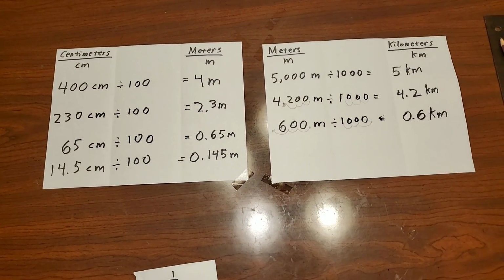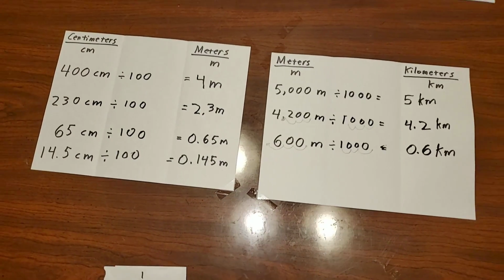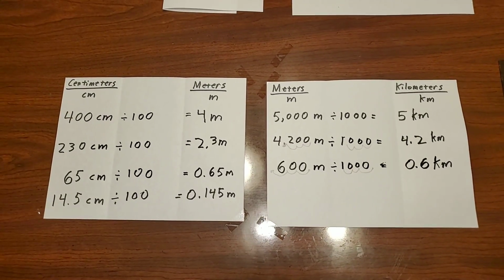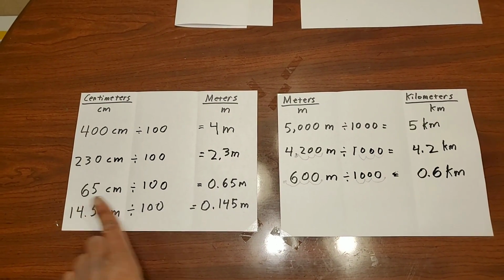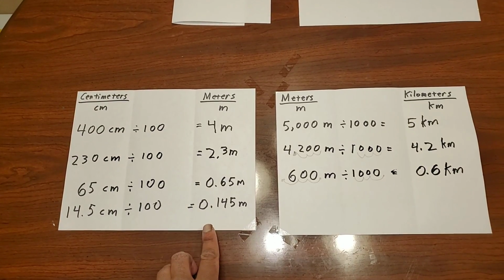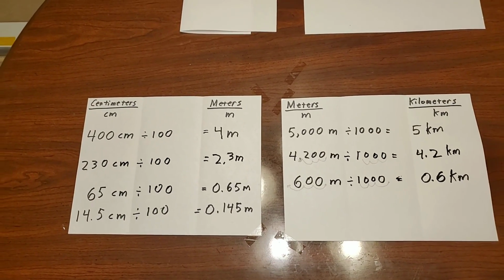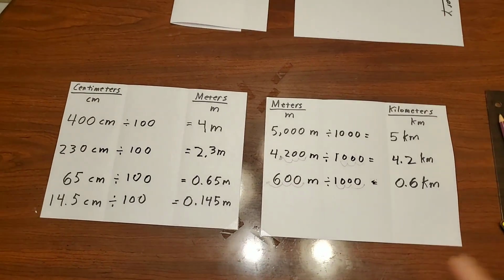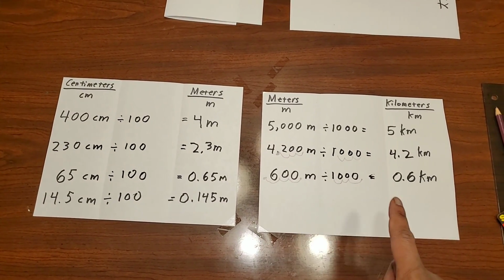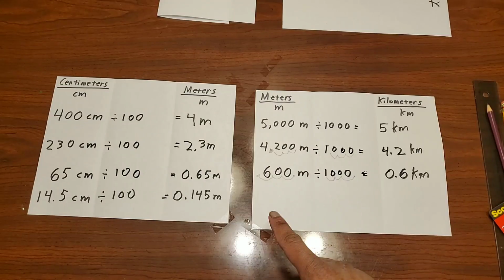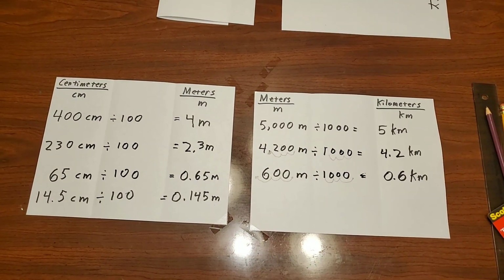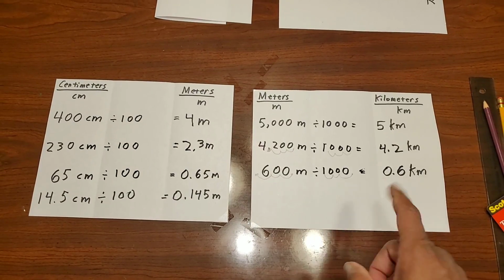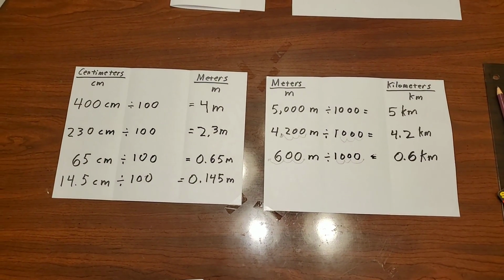And I'm going to hold this up for a moment so everybody gets an idea once again of what we did. On this chart, we took our centimeters and converted them into meters. And how did we do that? We divided by 100 because it takes 100 centimeters to make a meter. And on this side, we took meters and converted them into kilometers. So we converted our smaller unit into a bigger unit. How do we do that? We divided by 1,000. Why? Because it takes 1,000 meters to make 1 kilometer.